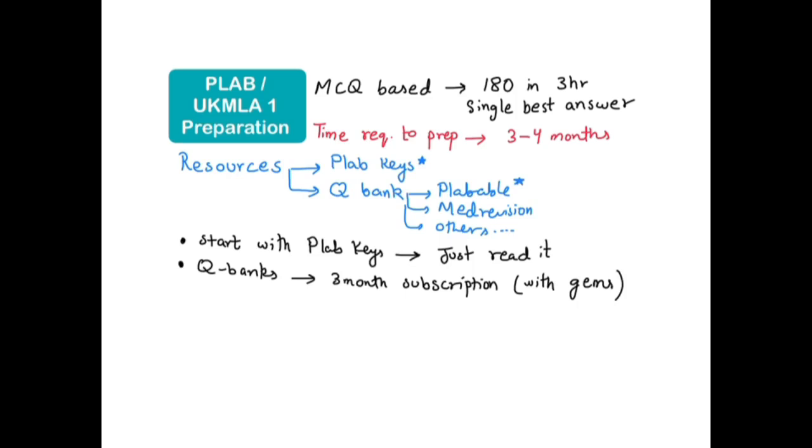In my opinion, a 3 month subscription should be okay. And as I'm talking about PLABable, make sure that you take the subscription with the gems. It will cost you almost £10, but it's totally worth it. These are basically helpful in quick revision.